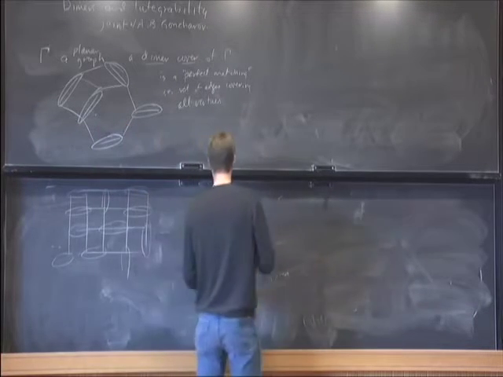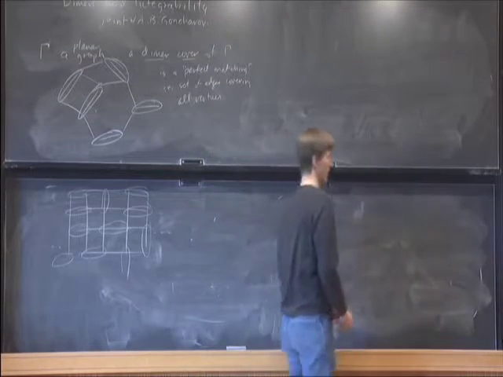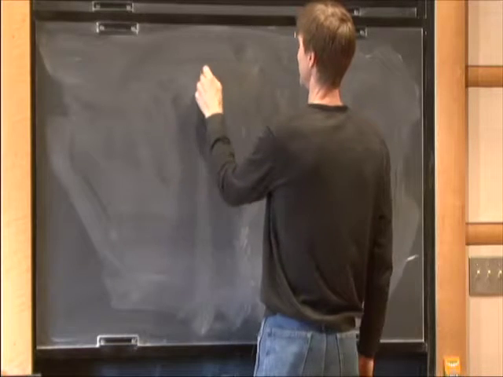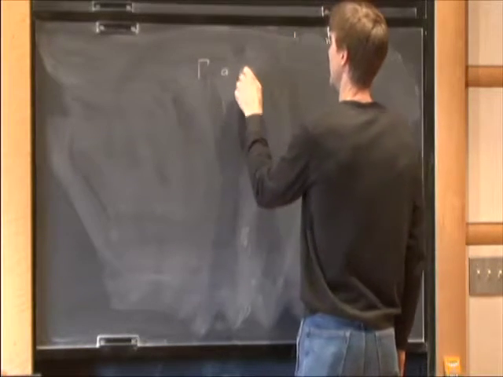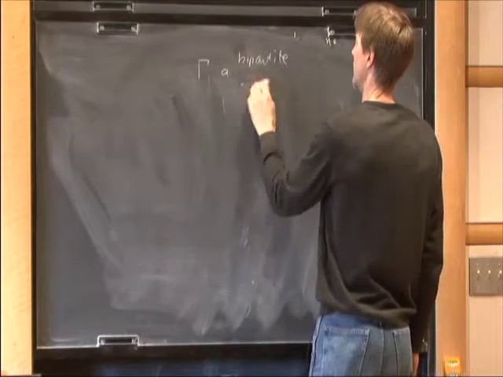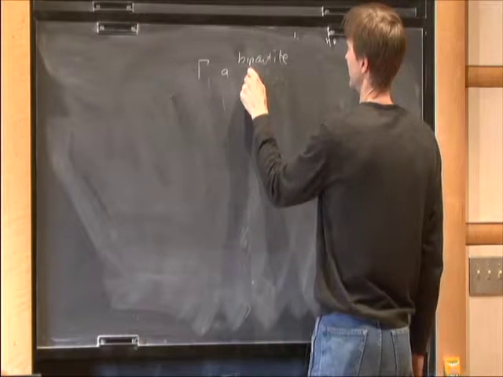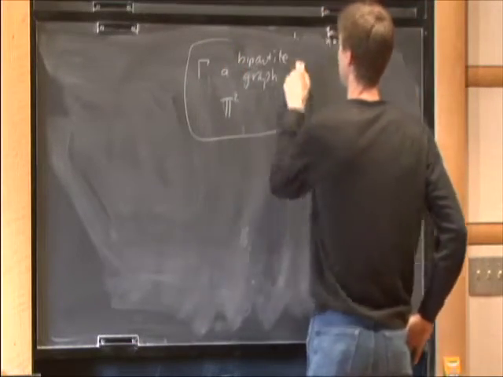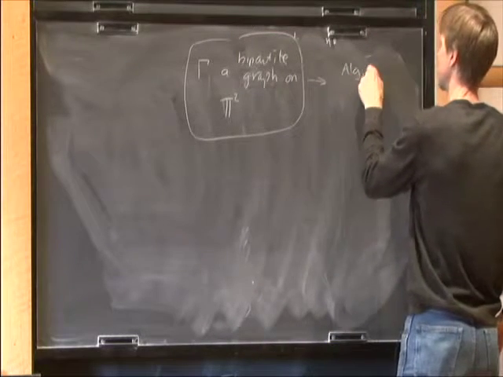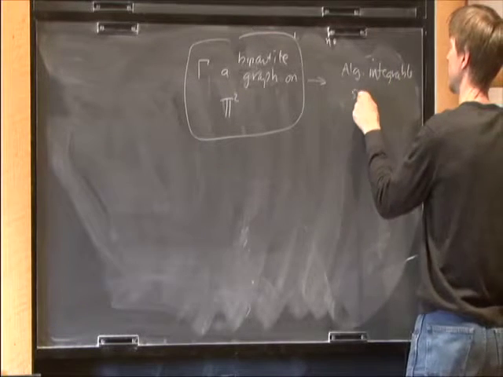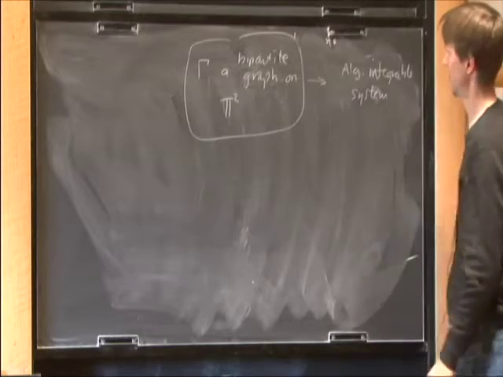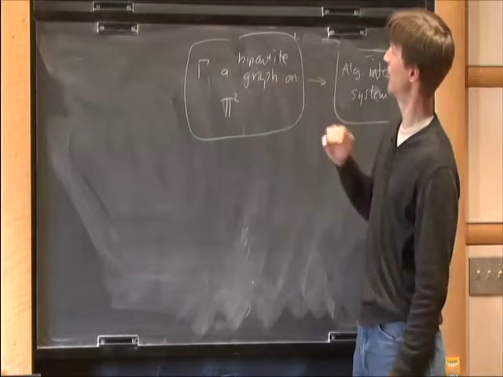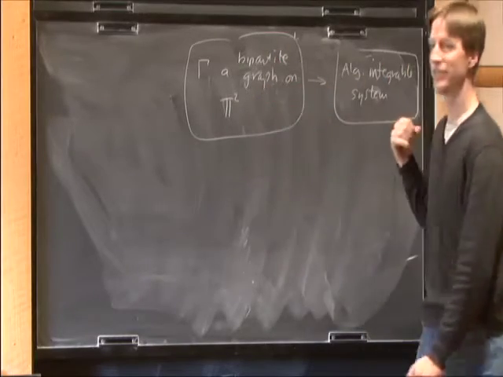Here's the goal of what I want to describe today, this system. We're going to start with gamma, a bipartite graph on a torus, T2, and from that I'm going to build this algebraic Hamiltonian integrable system. There's a certain equivalence of graphs which all lead to the same system.